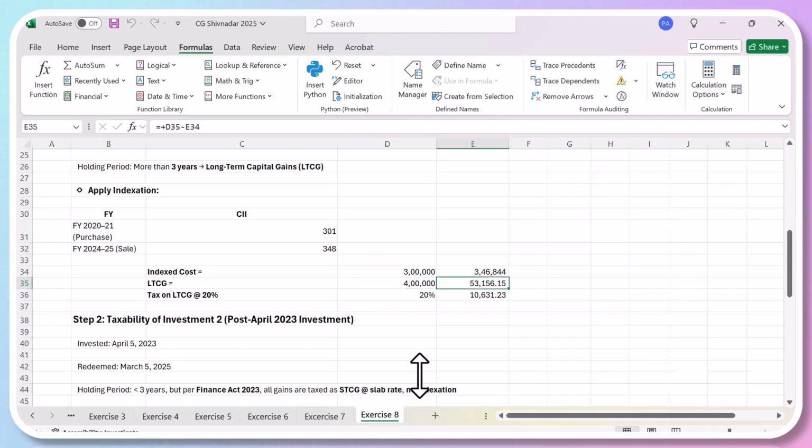So you have to pay 20% tax. The tax rate on long-term capital gain tax is 20%. So you have to pay 20% tax. Okay. So this is 20%. Fine. This is clear to everyone?